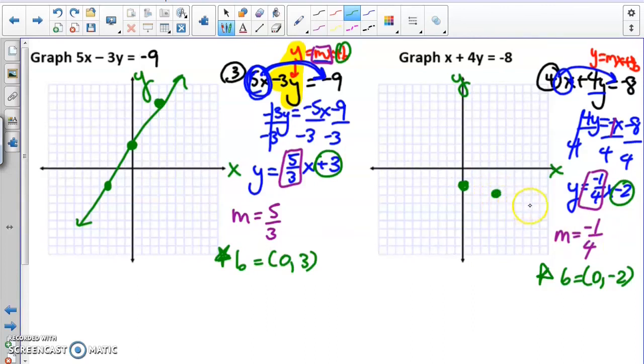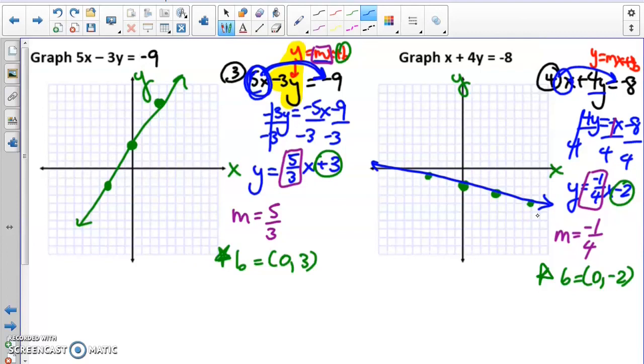You can go down 1, and then right 4 again: 1, 2, 3, 4. If you want to, you can go back to the original point and go up 1 and then over 4 to the left. So up 1 and then 1, 2, 3, 4. Once again, make a nice long line, arrows on each end. And that's a real quick review of how to graph linear equations.